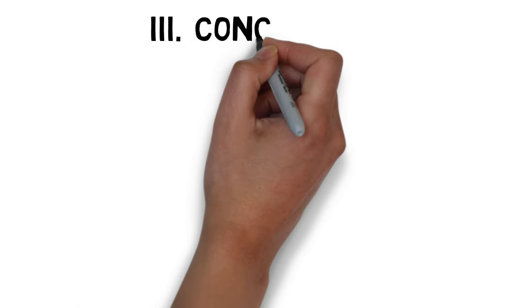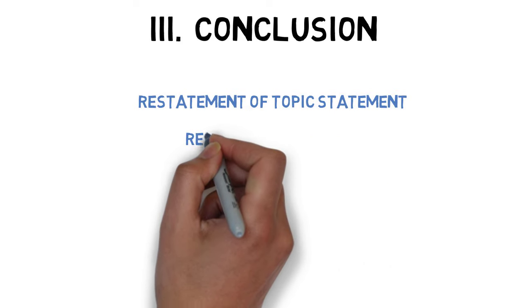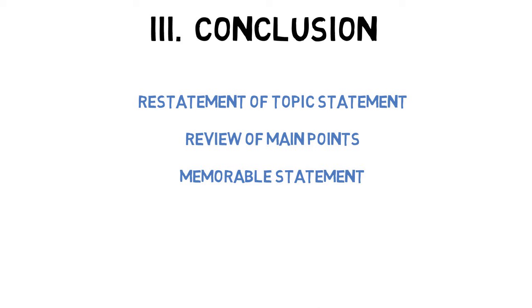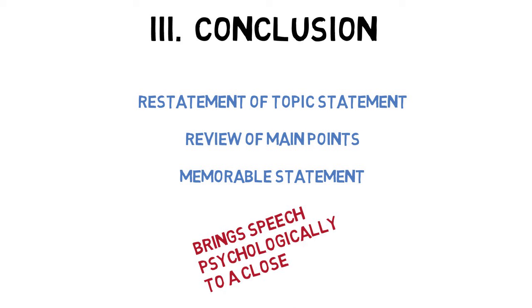Once the body is constructed, it's time to work on the conclusion to the speech. A conclusion for a speech should contain 3 elements: a restatement of the topic statement, a review of the main points covered, and a memorable statement at the end. A main purpose of a conclusion is to bring the speech psychologically to a close. The conclusion helps tie the speech together at the end.